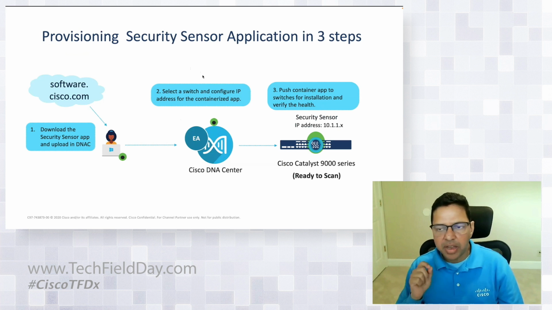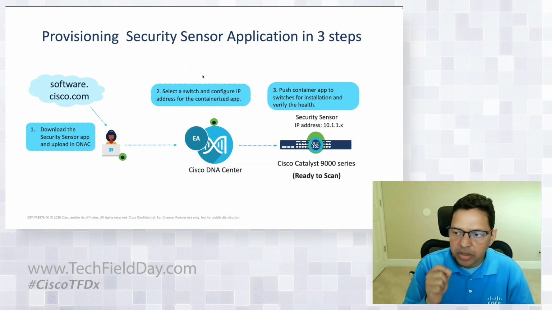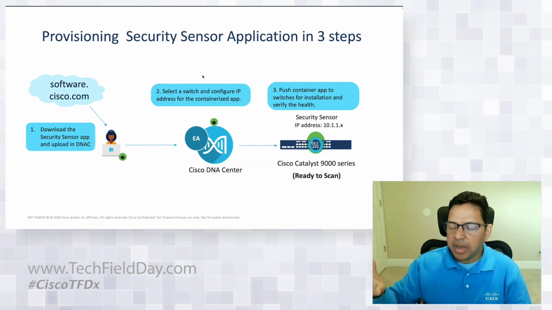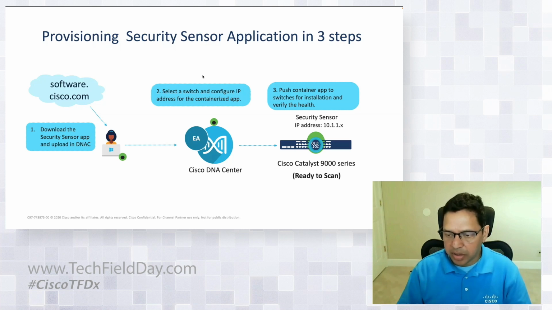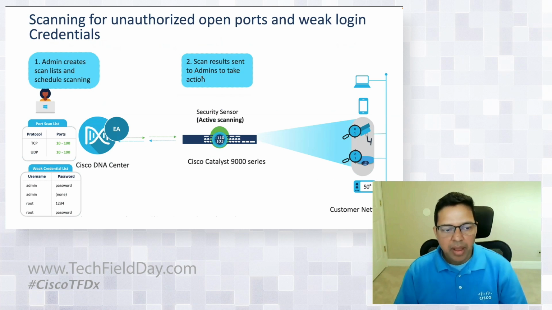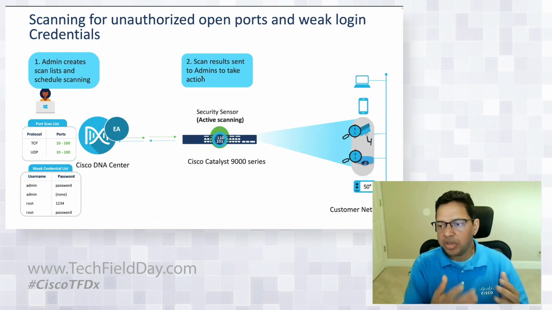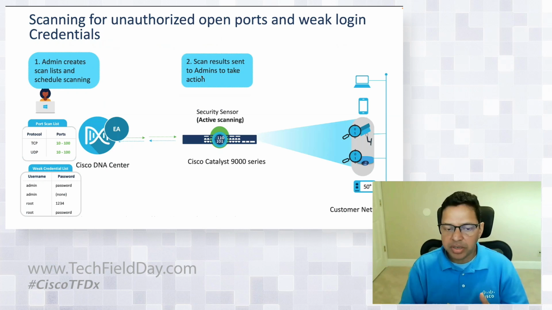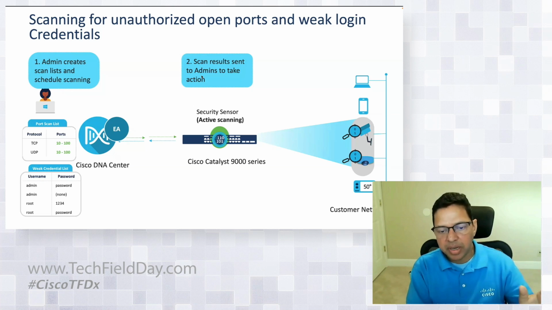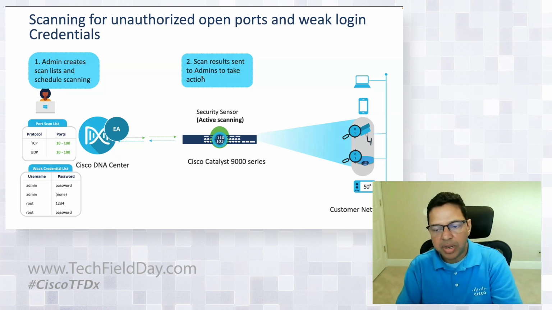The provisioning is very quick. You have to download the software from the Catalyst 9K software download site, and then there is a nice wizard in DNA Center, which I will show you in the demo, that walks you through selecting the switch, and then you can push the container. Once you push the container, you can see the status being updated in endpoint analytics. Now, the admin needs to create a scan list: what ports they want to scan, and what vulnerabilities and weak login credentials they want to scan for. Once they configure that, this information is pushed to the Catalyst 9K switch, and it starts scanning.